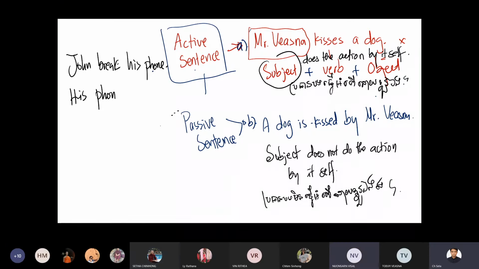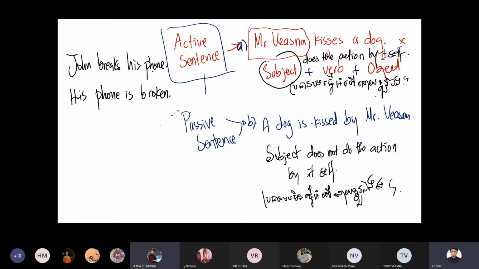What? Break to verb 3 becomes broken. Okay, you can just finish the sentence like that. His phone is broken. If you want to say by John, it is okay. If you don't want to, also okay, no problem. His phone is broken. Right?